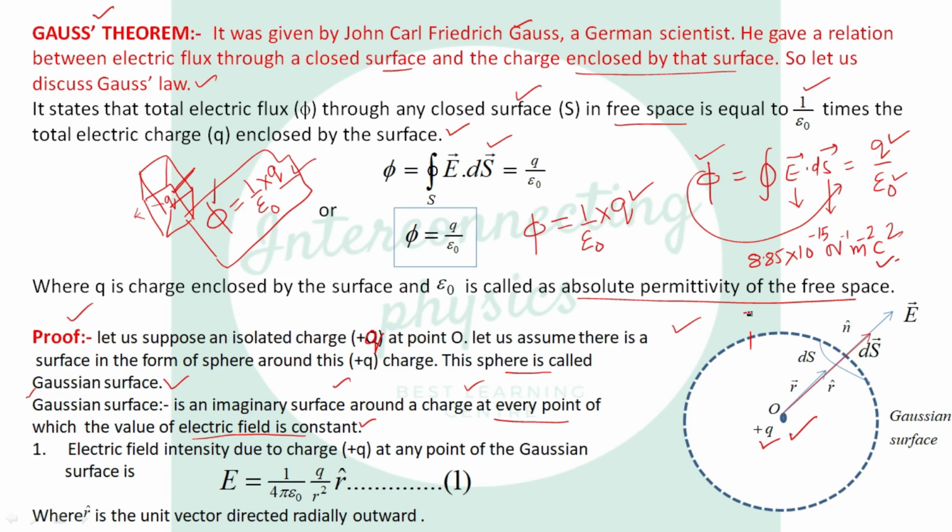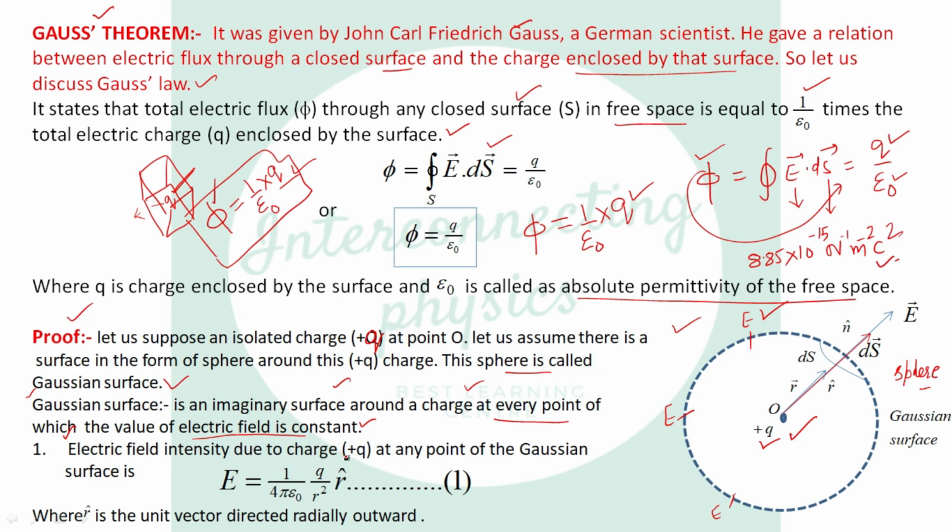Suppose at this point the electric field is E, at this point the electric field is E, at this point the electric field is E. It means the electric field at every point of the Gaussian surface is always constant and it should be symmetric. The Gaussian surface should be symmetric. This time it is a sphere, and a sphere is a closed surface. It is closed from all sides.